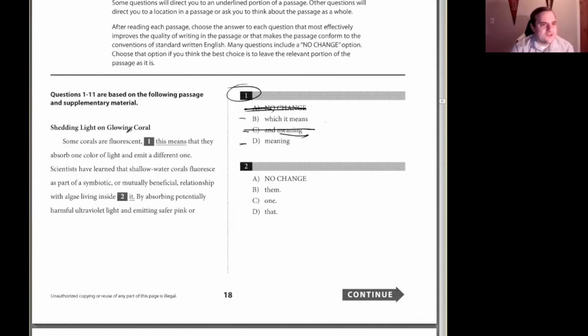"Some of the corals are fluorescent, which it means." Like, no, that's nonsense. That's gibberish. The issue there is "it." Like, what are we talking about with "it"? If it was just "which means," that would be fine. But this is nonsense. So it's just D, "meaning." All right. Moving right along.